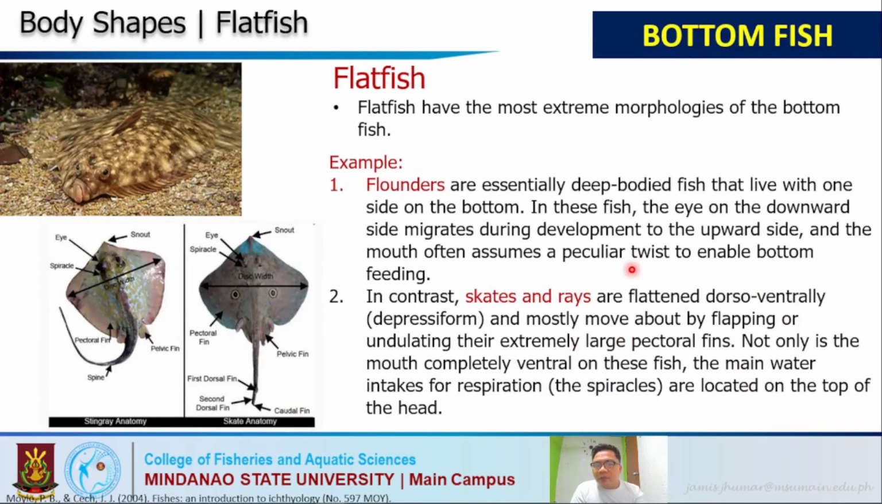And then another type of bottom fish are the flatfish. The flatfish have the most extreme morphologies of the bottom fish. So examples once again are the flounders and the skates and rays. So those are the flatfishes.